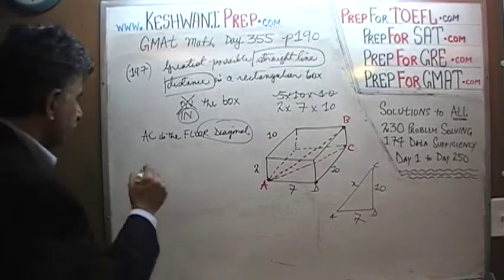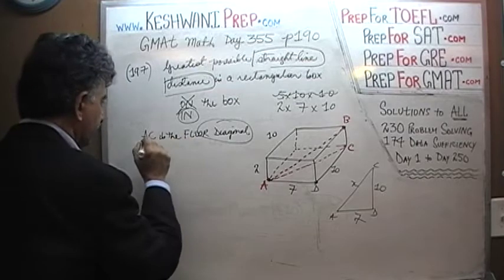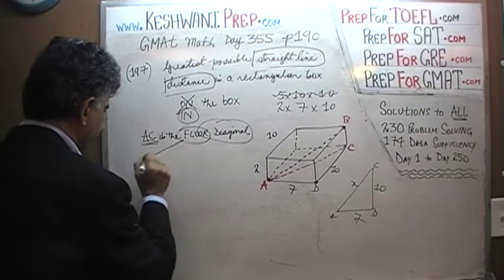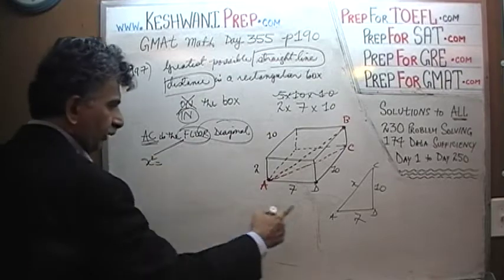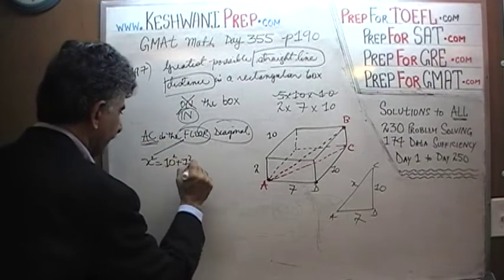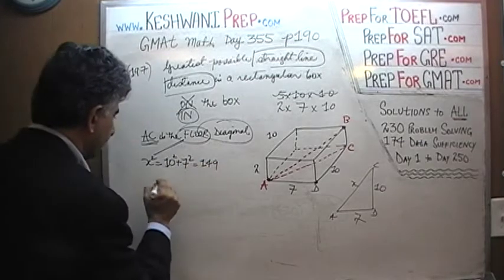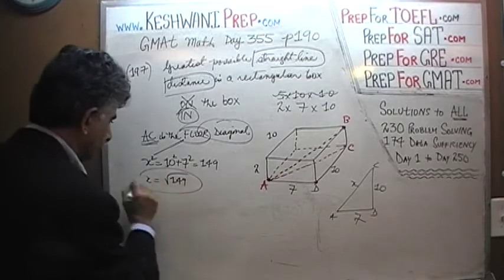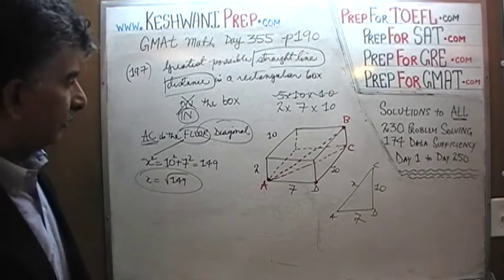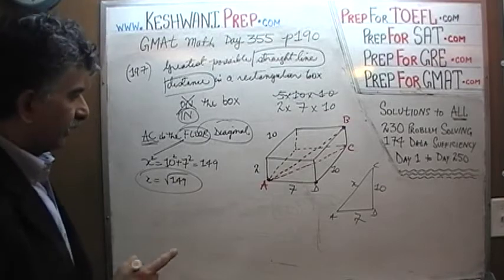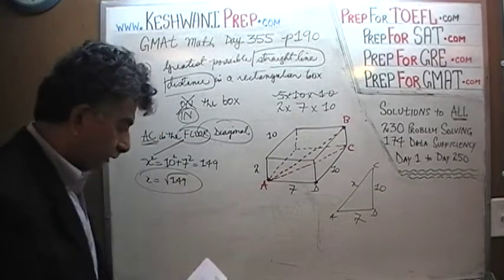Let's find this first. The floor diagonal that we're talking about right here, A to C, which we are calling x. X squared from this triangle would equal 10 squared plus 7 squared, which is 149, and therefore x is equal to root of 149. So that part is done. The floor diagonal is square root of 149.